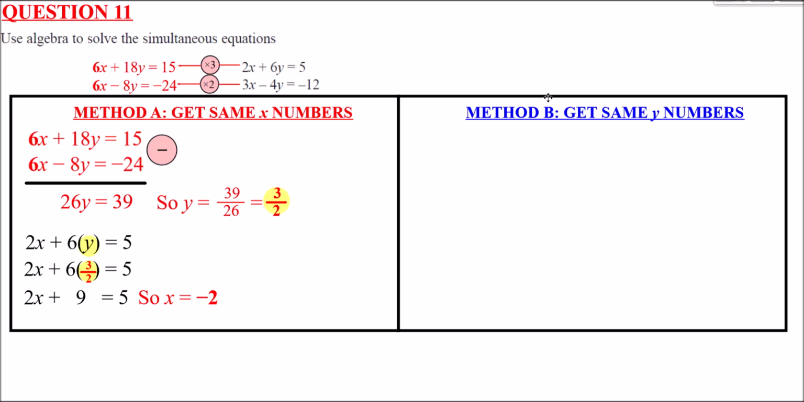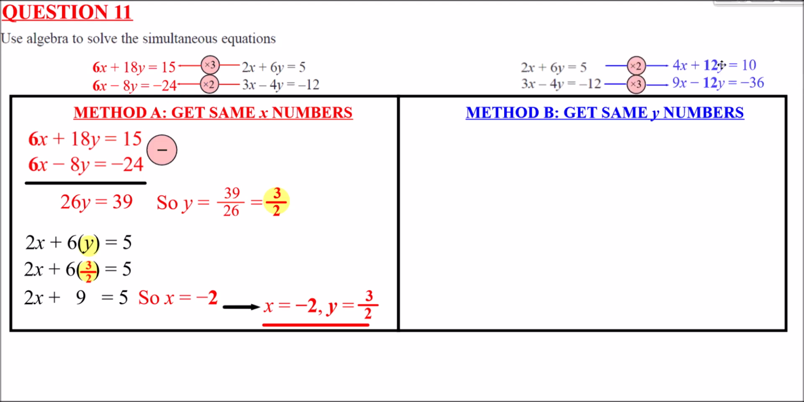What if we did it the other way? What if you wanted to get the y values the same? If I copy down the same equations, to get the y values matching, I could get them both to become 12y's. I could double everything on the top to get 12y, and triple everything on the bottom to get minus 12y. So the top equation becomes 4x plus 12y equals 10. The bottom becomes 9x minus 12y equals minus 36.